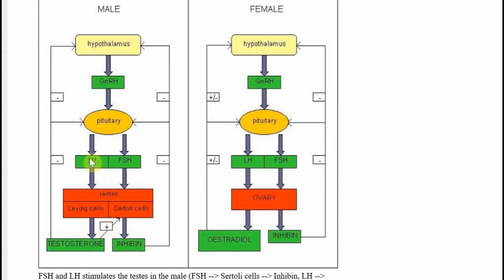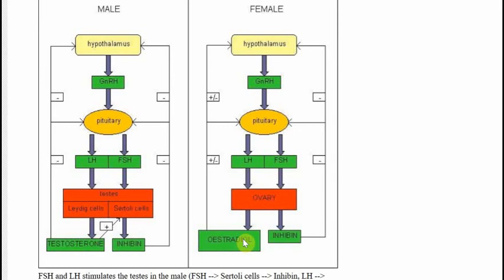LH, on the other hand, is what we most commonly know: it stimulates the testes to produce testosterone via Leydig cells, and in females, LH stimulates the ovaries to produce estradiol. Estradiol and testosterone are what produce, as we know, the sexual characteristics of both males and females.